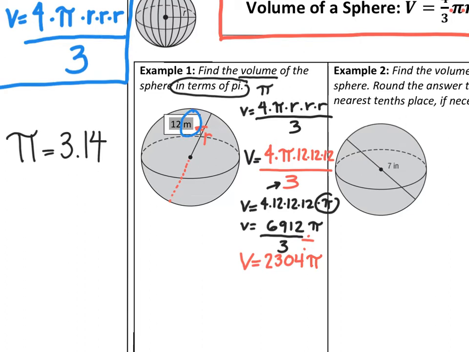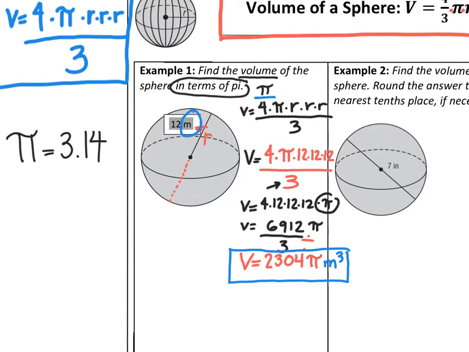So that is meters to the third power, or cubed. That third power is very important because it tells us we multiplied our radius 3 times. So our final answer is: the volume of the sphere is 2,304 pi meters cubed. It asked for pi at the end, so we just left it at the end.